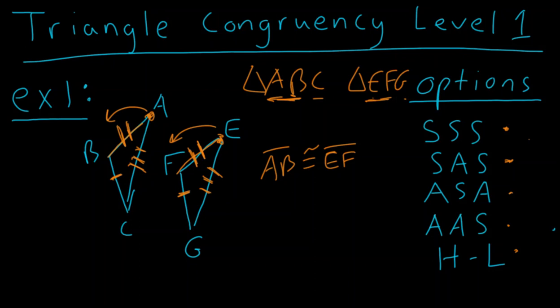So what I notice is that I have a property of congruence that's a side, a property of congruence that's a side, and a property of congruence that's a side. So as I go around this triangle, I know that this triangle is congruent to this triangle by side, side, side, or by SSS. Okay, so this would be an example of side, side, side. Alright, let's see another example.